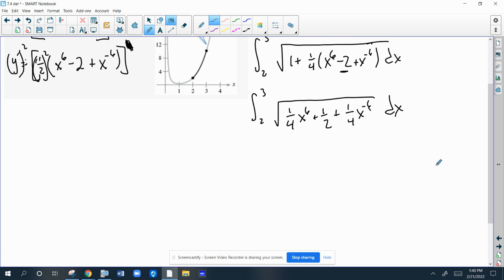So now I have to figure out a way to differentiate that. Well, I think the best thing to do here is to refactor the 1/4. And if you do factor out the whole 1/4, since the square root of 1/4 is 1/2, we can do this. So I'm factoring out 1/4. I'll have x to the 6th. If you factor out 1/4 from 1/2, you'll have to multiply the 1/2 by 4, which is 2.